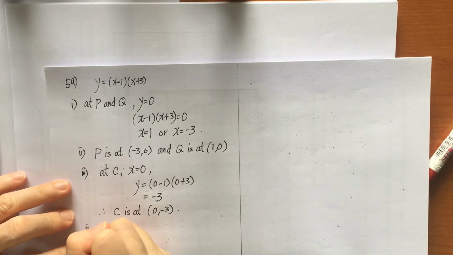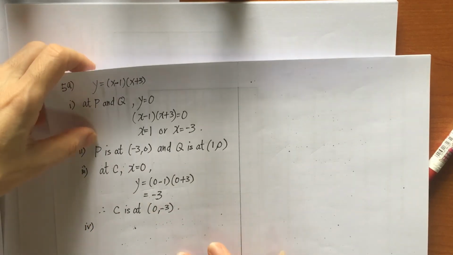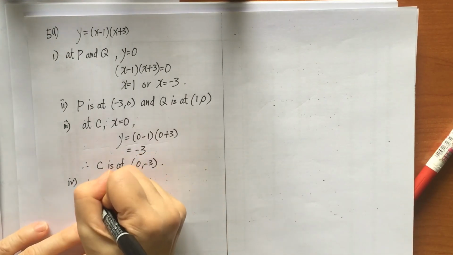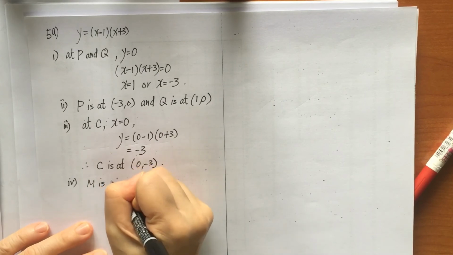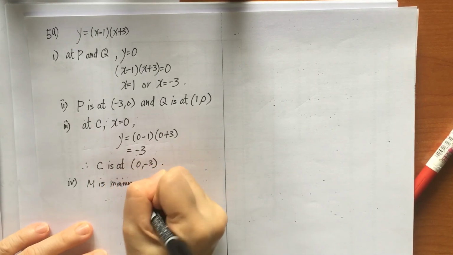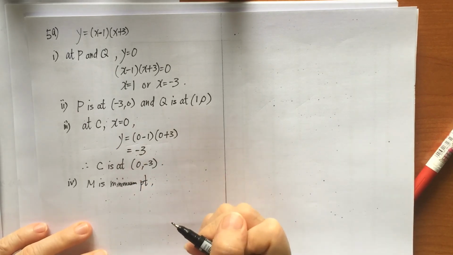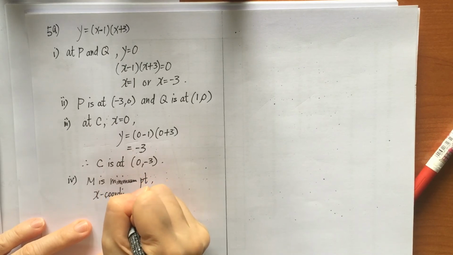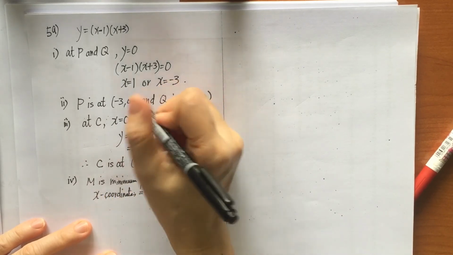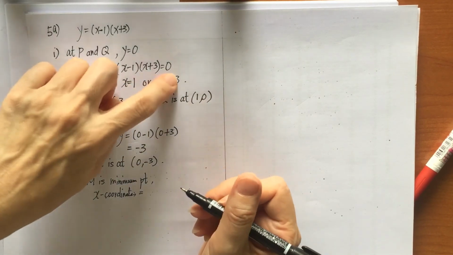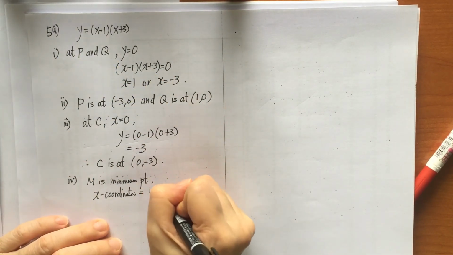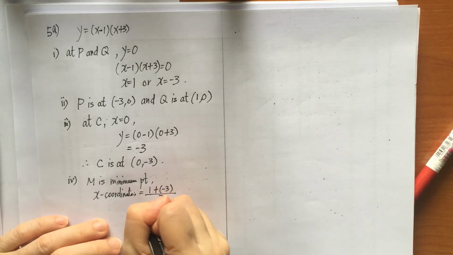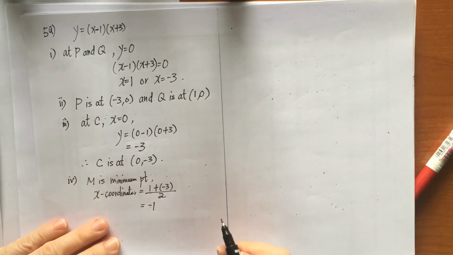Next, question 4. What are the coordinates of M? M is the minimum point. If we want to find the coordinates of the minimum point, we look at the x coordinates. One of them is 1, one of them is negative 3. So we have 1 plus negative 3 and take the midpoint. The two values add together, divide by 2. So we have negative 1 as the x coordinate.